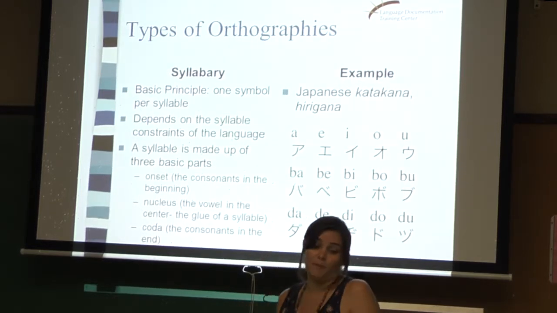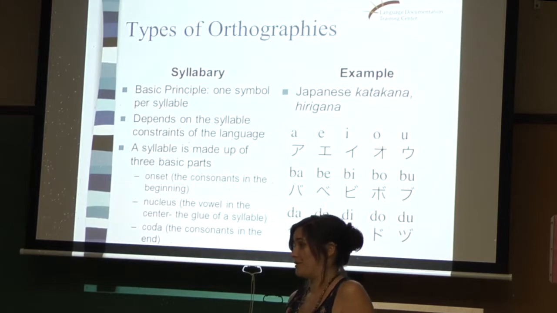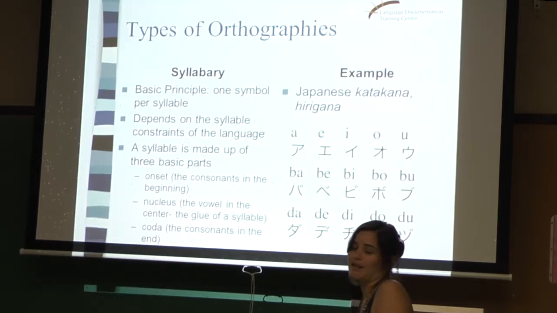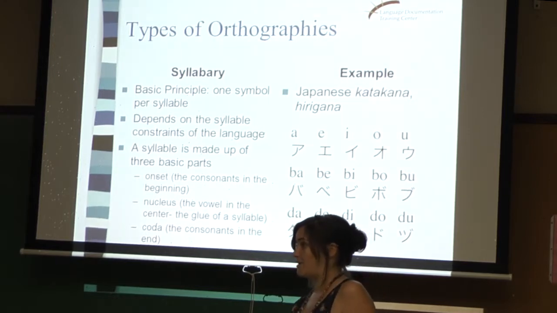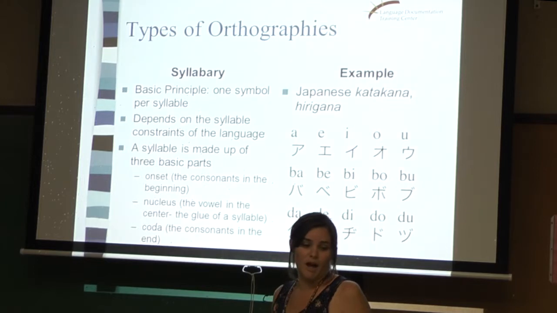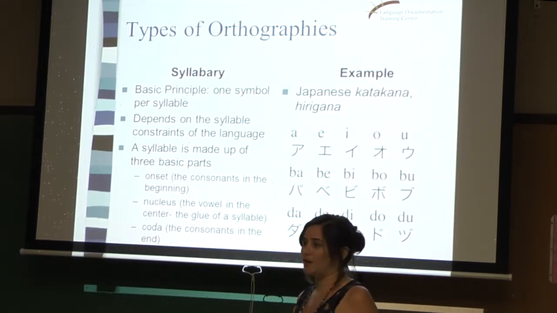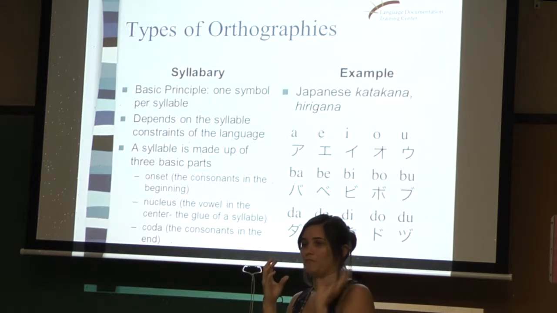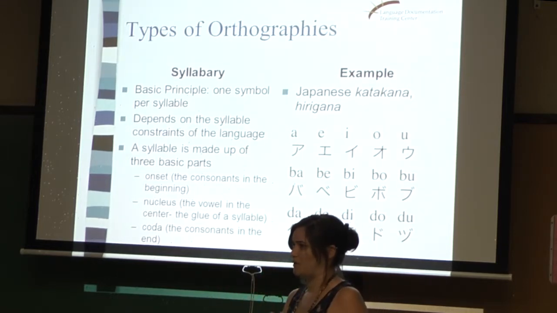All right, this is my particular favorite type of orthography for whatever reason. I really like syllabaries. The basic principle underlying a syllabary is that each syllable has its own symbol, and they can be combined and moved around to form different words. It depends on the constraints of the language. It's easier to make a syllabary if you don't put a bunch of consonants together, and if your vowels in the middle of the word tend to be really easy.